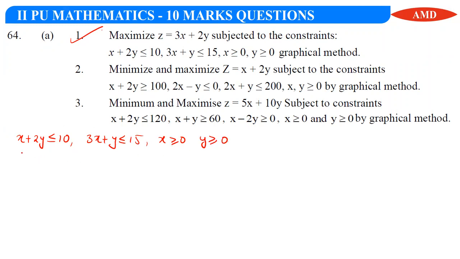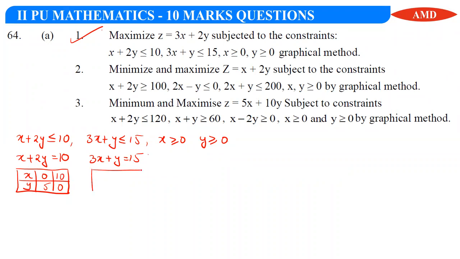Next, what we need to do is to write these given inequalities as equations which represent straight lines: x plus 2y is equal to 10 and 3x plus y is equal to 15. Next, we need to draw the graph of these straight lines, for which we need to know at least 2 points. Therefore, I'm going to find 2 points by drawing a table like this. Whenever x happens to be 0 in the first equation, what will be y? y will be equal to 5. And when y is equal to 0, x will be equal to 10.